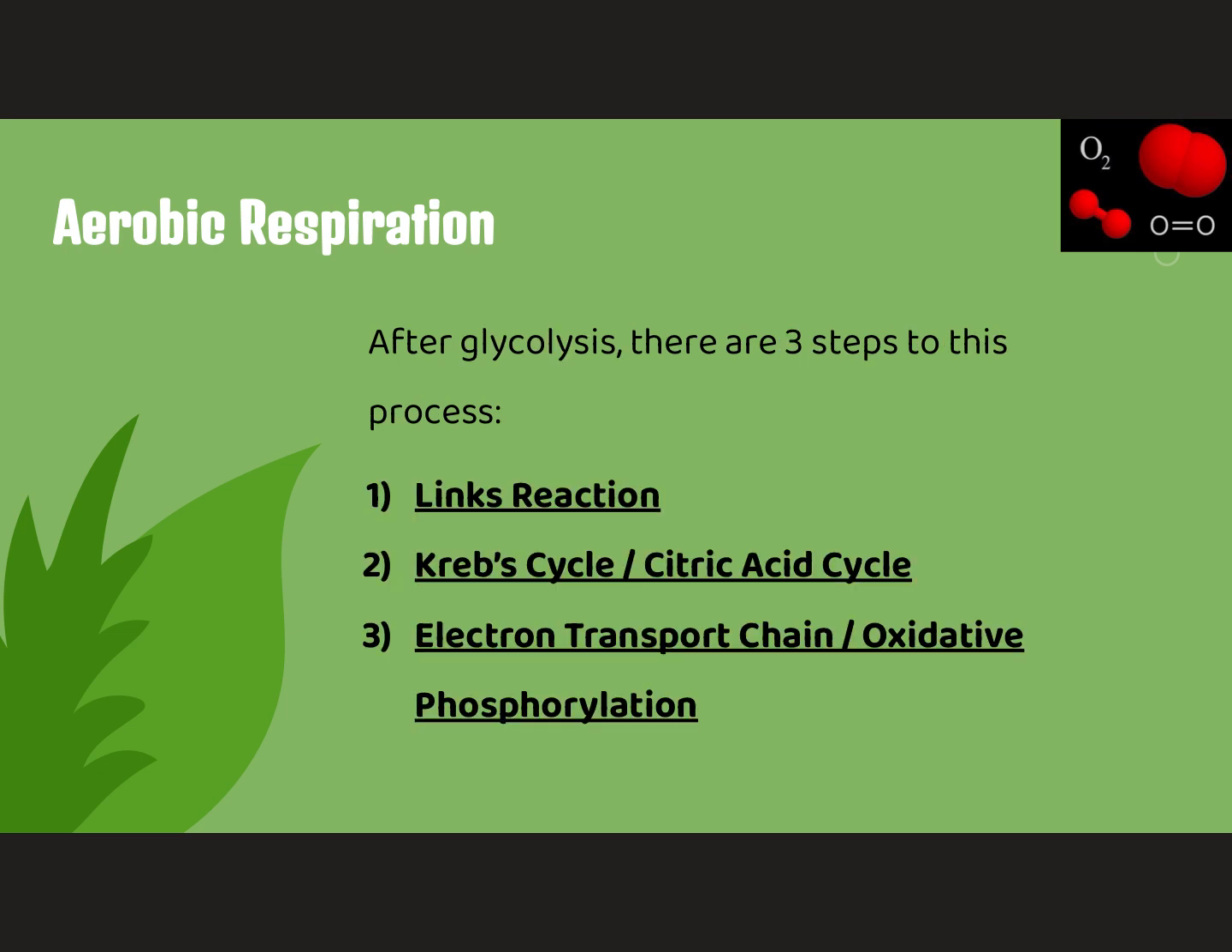There are 3 steps of aerobic respiration. After glycolysis occurs, these 3 steps are 1. The link reaction, 2. The Krebs cycle or citric acid cycle, 3. Electron transport chain, or oxidative phosphorylation. It is important that you're familiar with these terms. However, in this class, we will not discuss how these processes happen in depth.